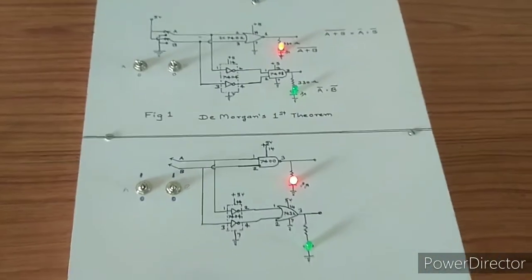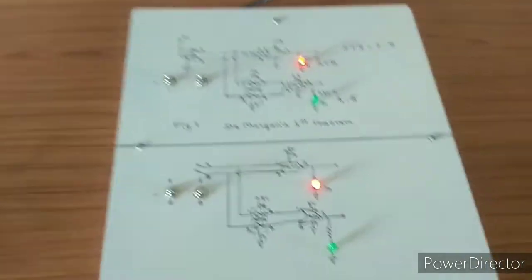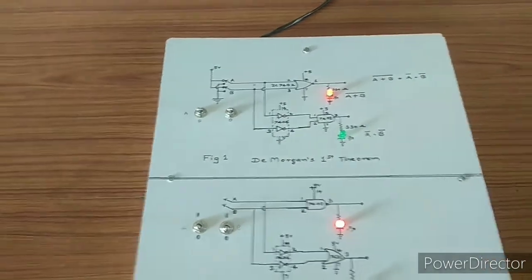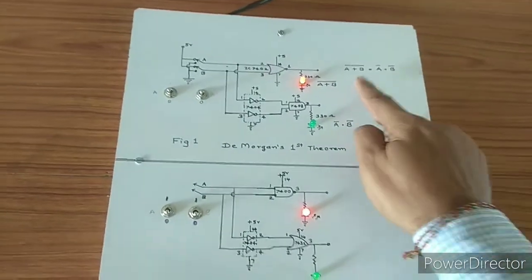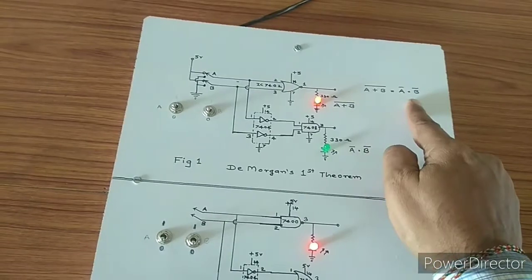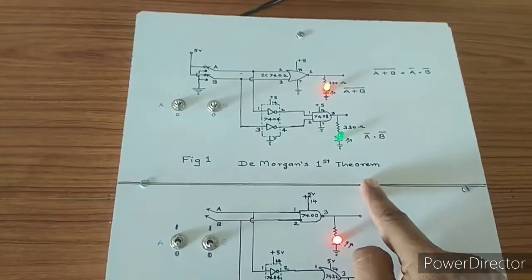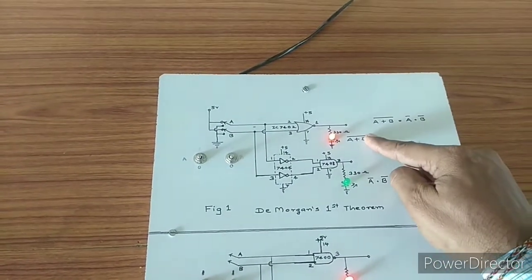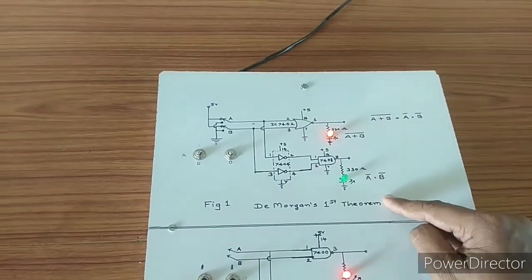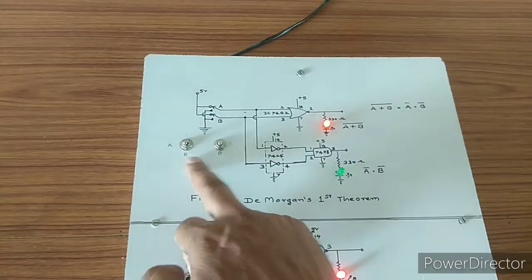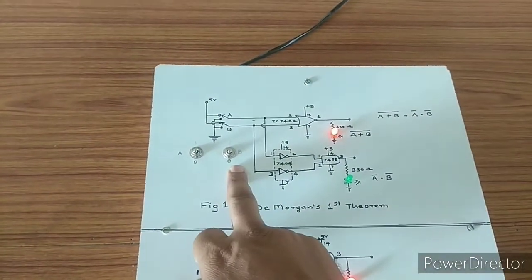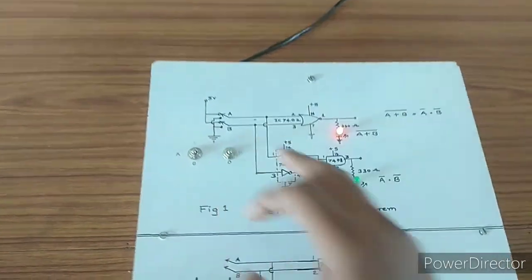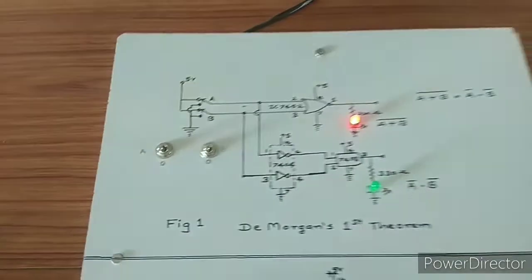Hello friends, now we see De Morgan's theorem. There are two theorems, the first theorem and the second theorem. The first theorem says that the complement of the sum is equal to the product of the complements. So this is your first De Morgan's theorem. There are two sides, this is our LHS and this is RHS. There are two switches: the downward side is 0, which indicates the 0 level, and the upside is 1, which indicates the 1 level.